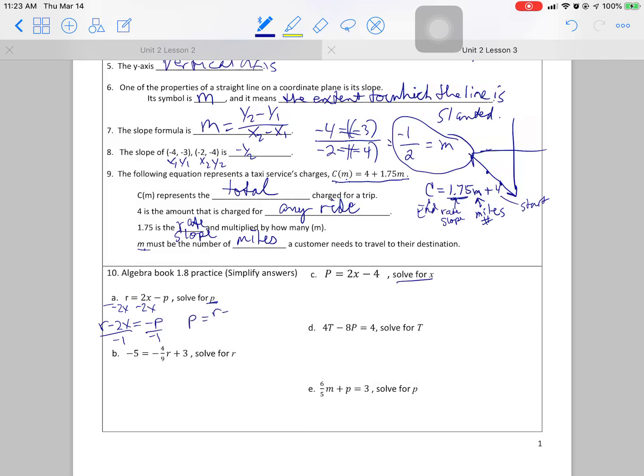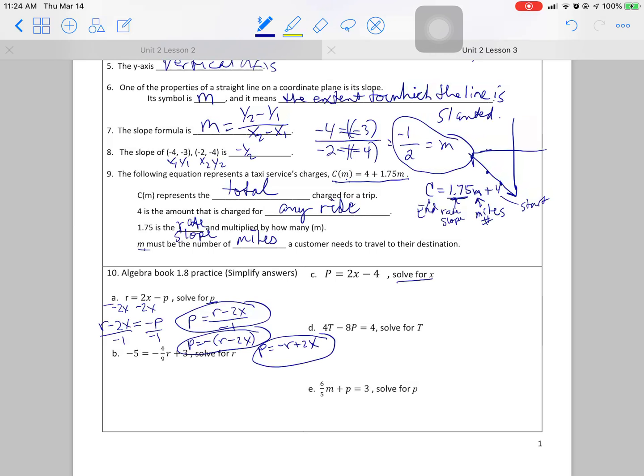P equals R minus 2X over a negative 1. I would accept that. Another answer that you could put for that would be negative R minus 2X, which is also P equals negative R plus 2X. That's what you'll probably find in the book if you did that. But I accept any one of those three answers. This one here, that one there, okay?